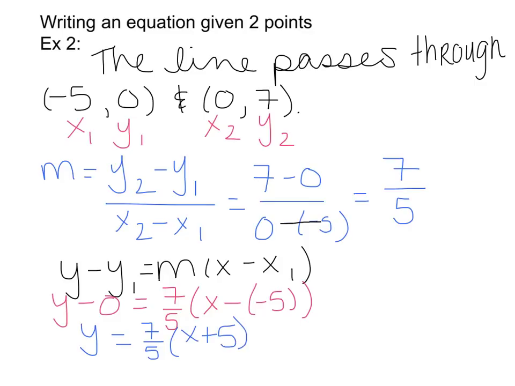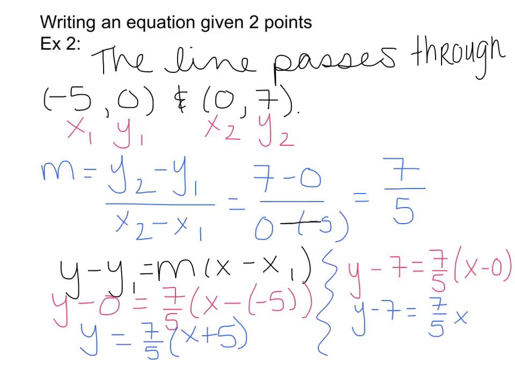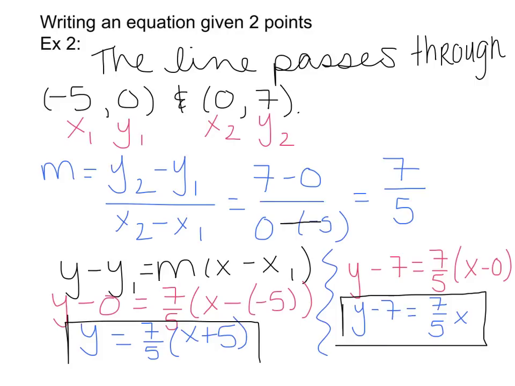So now I'm going to use x2 and y2 to show you that either way you can write it. It doesn't matter which point you choose. So if I use my other point, I'm going to be using y minus 7 equals, it has the same slope, 7/5 times x minus 0. So y minus 7, I can't simplify that anymore, so it stays y minus 7. And then x minus 0 is just x. So either way, if you gave me this as your equation of a line or this, they are talking about the exact same thing.